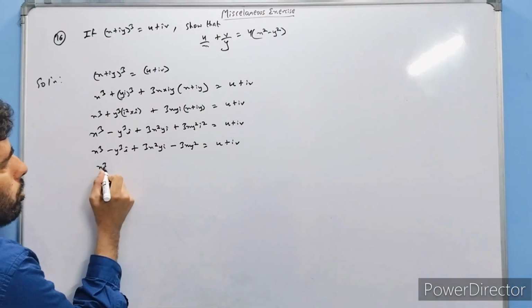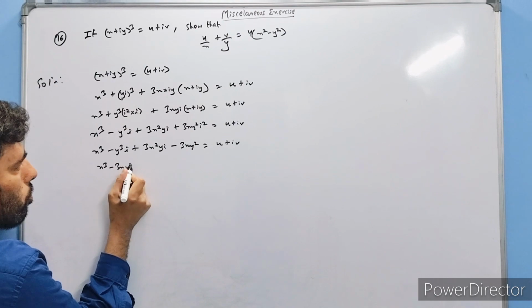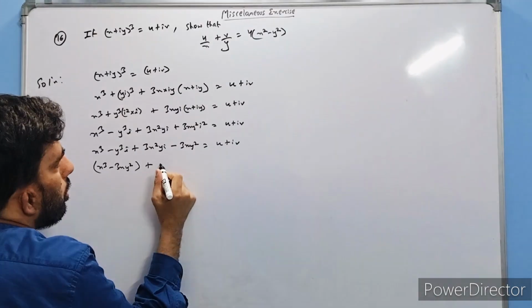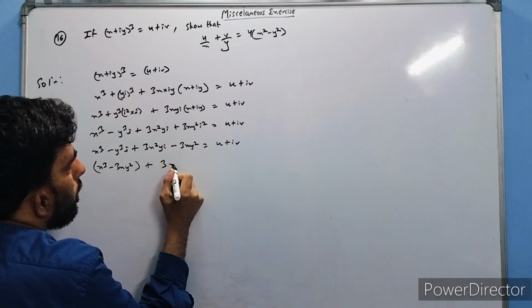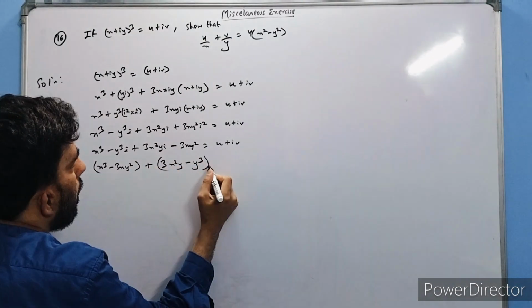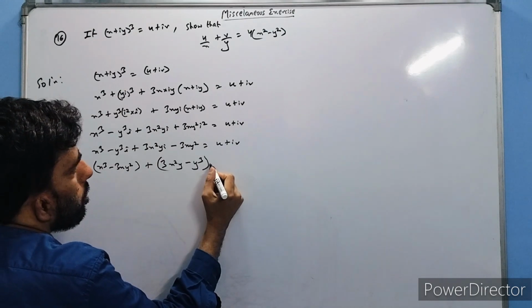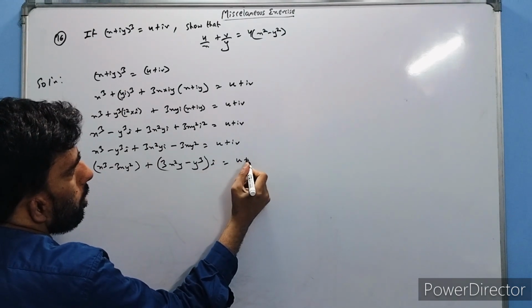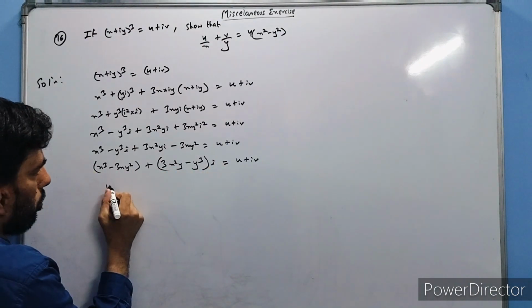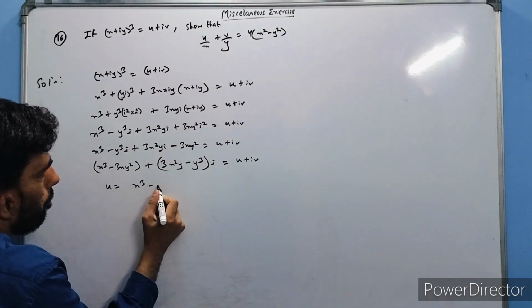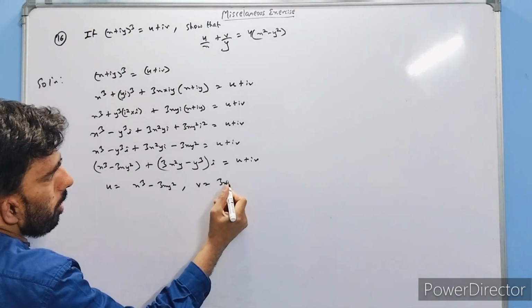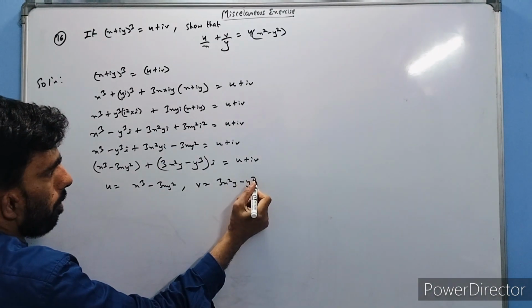Now x³ minus 3xy² plus, if I consider this, we'll take i common, so we have (3x²y minus y³) i is equal to u + iv. So now comparing, I got u, that is x³ minus 3xy², and I got v, that is 3x²y minus y³.